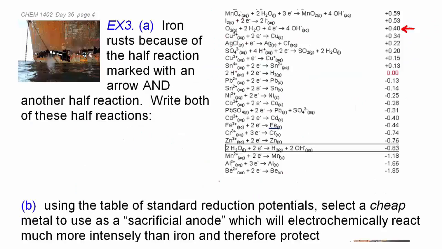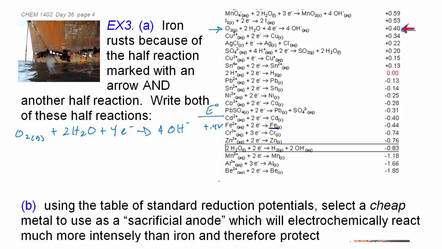Iron rusts because of the half reaction marked with an arrow. So you see it, there it is, and another half reaction. Write both of these half reactions. Okay, let's write this first one. Oxygen gas and 2 moles of water and 4 moles of electrons produces 4 moles of hydroxide. And the E0 is a positive 0.4 volts.